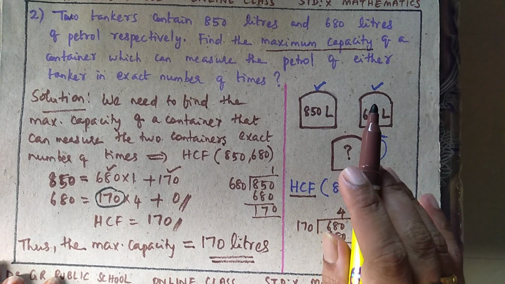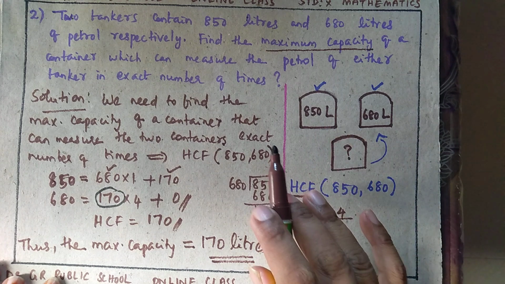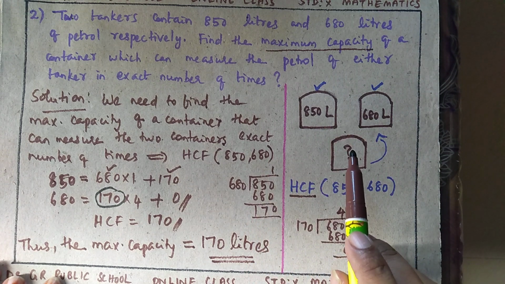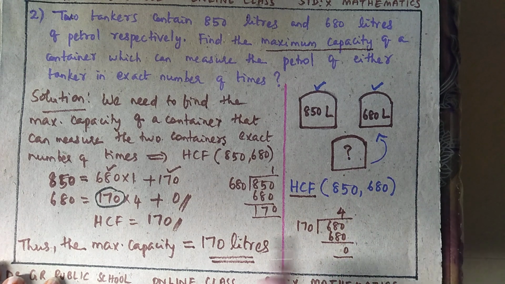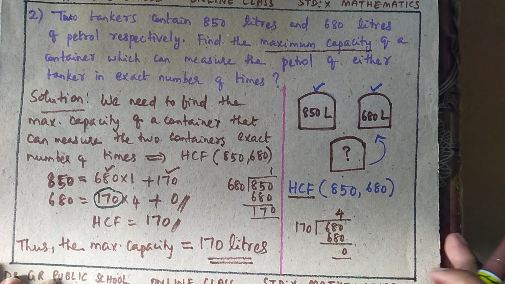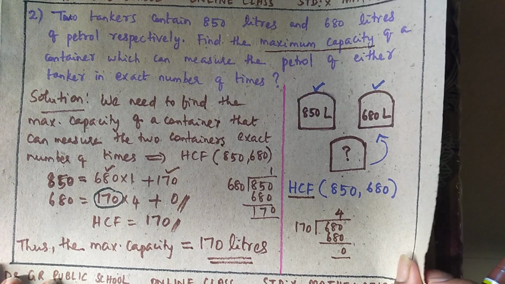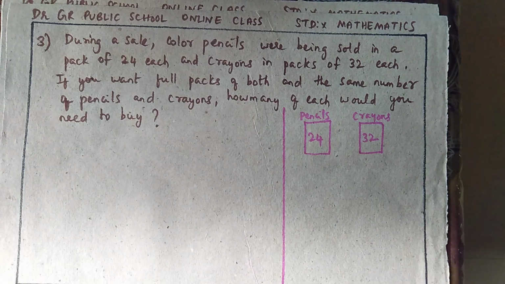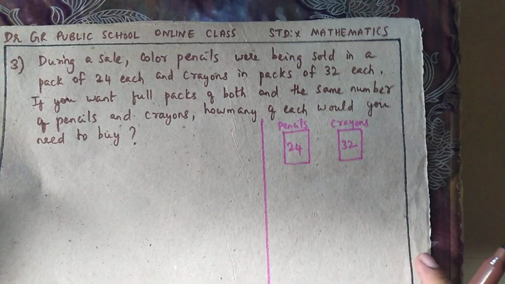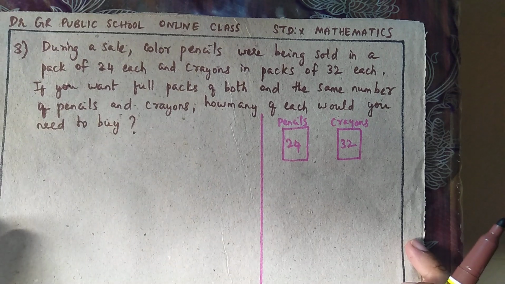So the first question and this question, we saw about the highest common factor of two numbers by using Euclid's division lemma. I hope all of you understood these two problems on HCF. Now we are going to our third problem. So for the third problem, first we can read the question.